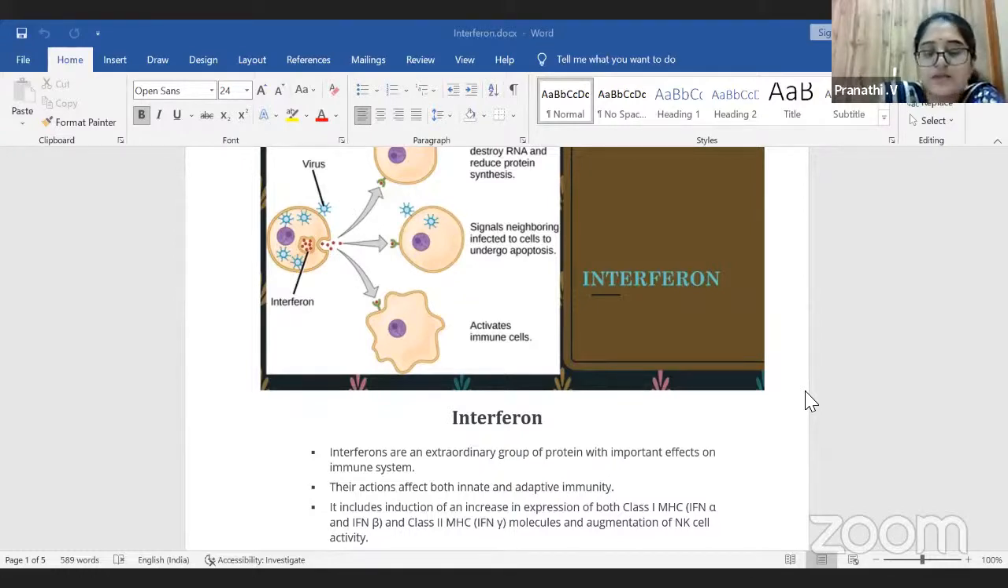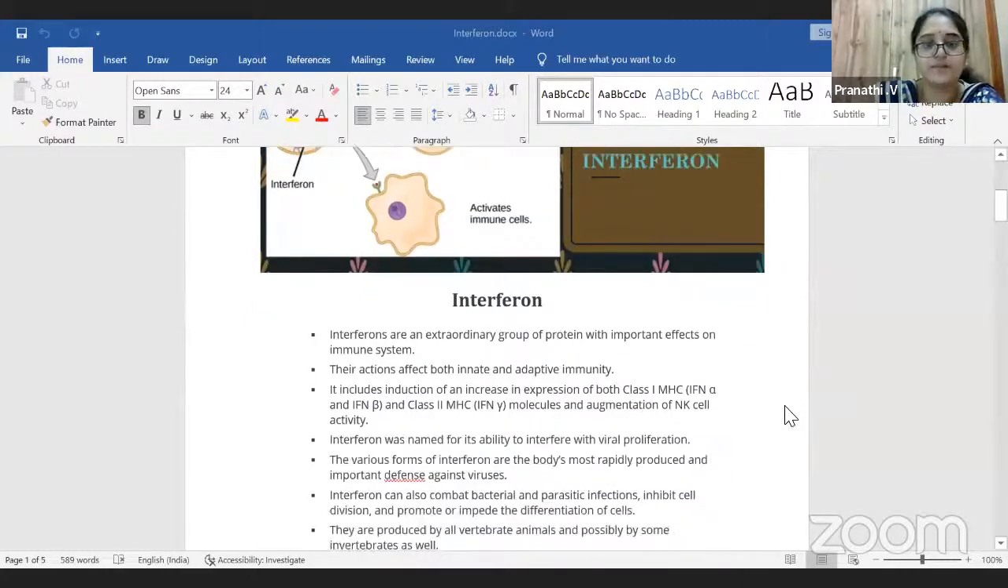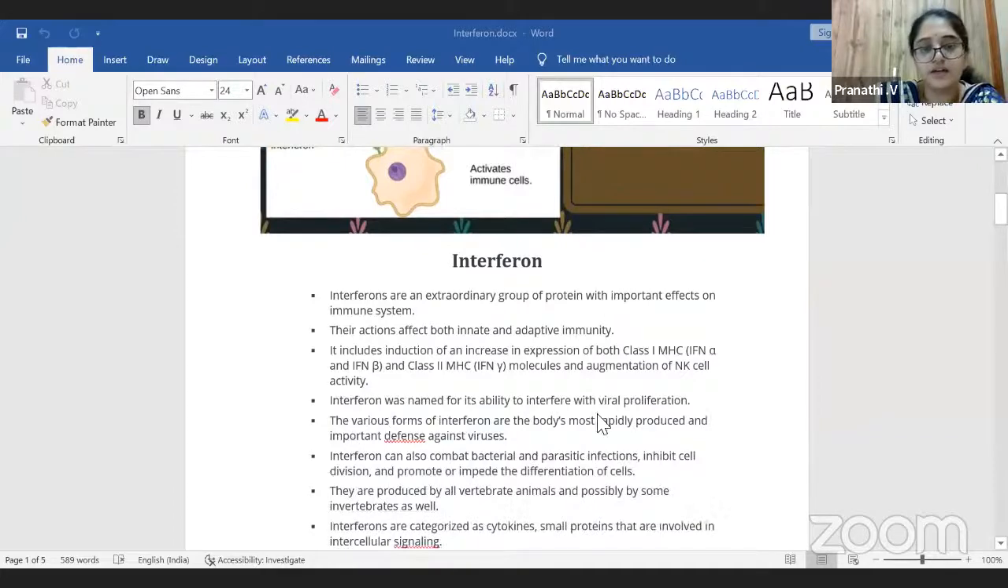They interact with specific cellular receptors and promote production of secondary messengers, so that whenever the secondary messengers are triggered, they are involved in signal transduction pathways. So this leads to the expression of basically antiviral and immune modulatory genes that are present. So this is all about the interferons.